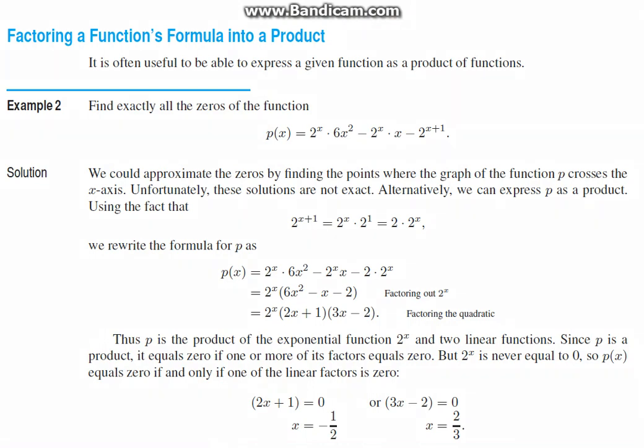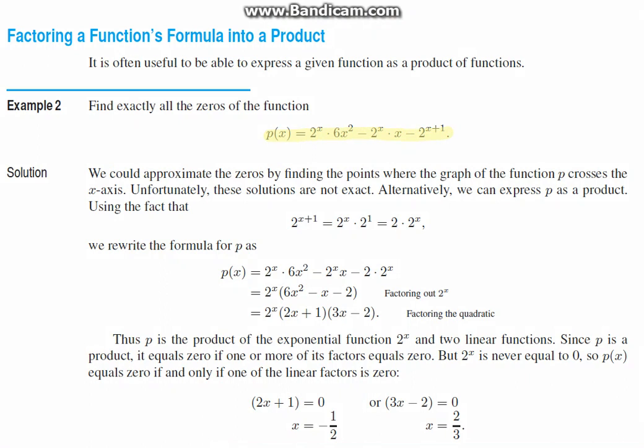Now what we're going to do is factor a function's formula into a product. So what this means is basically finding exactly all the zeros of the function. So let's say we have a function that's p(x) equals 2x times 6x squared minus 2x times 6 minus 2 to the x plus 1 power. Wow, that is very long. Okay, it's not that hard.